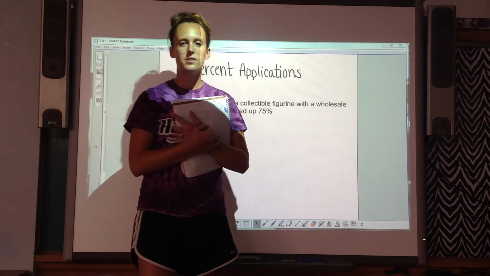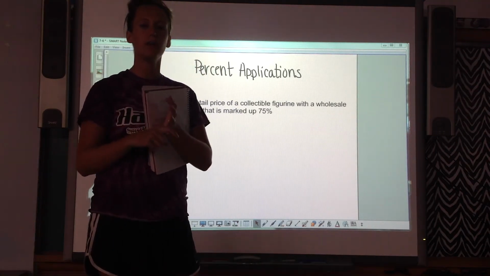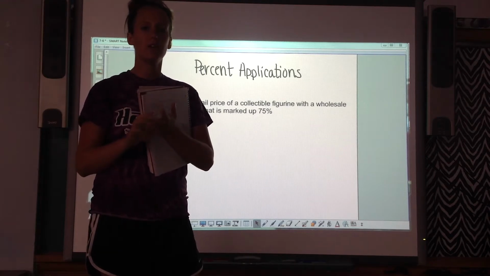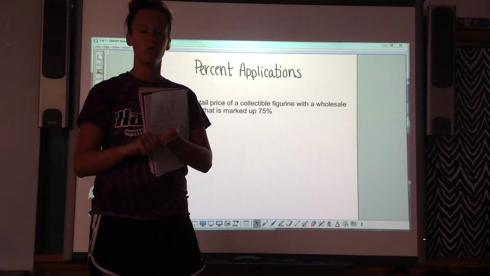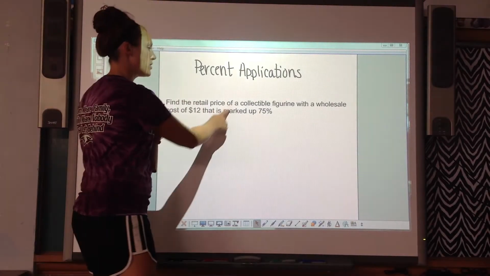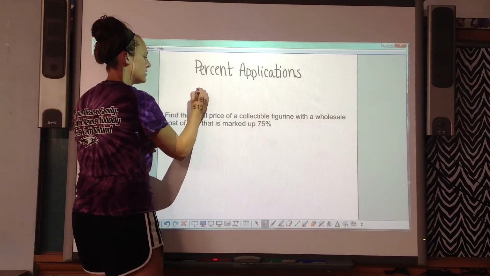In this lesson, we're going to start adapting percents to real life. You're going to learn how to find retail price, sale price, and you're also going to have to learn how to do tips and sale tax on bills when you go to restaurants. So the first thing that we're going to talk about is finding a retail price.